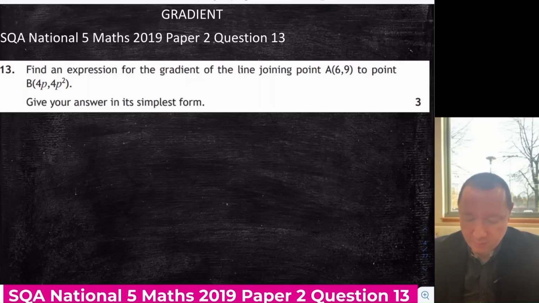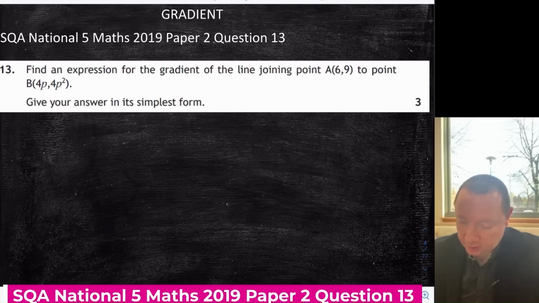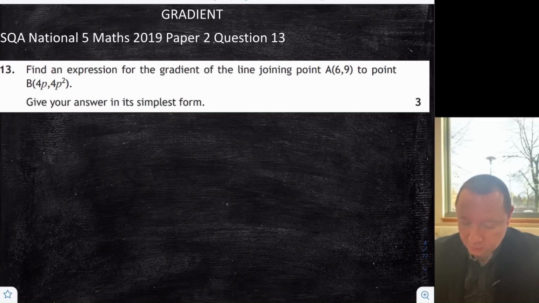SQA National 5 Maths 2019 Paper 2 question 13 on gradient. Find the expression for the gradient of a line joining A is 6,9 to the point B is 4p and 4p squared. Give your answer in its simplest form. Don't worry if it was algebra in this question. You can still just do it using the gradient formula and you'll just have an algebraic answer.